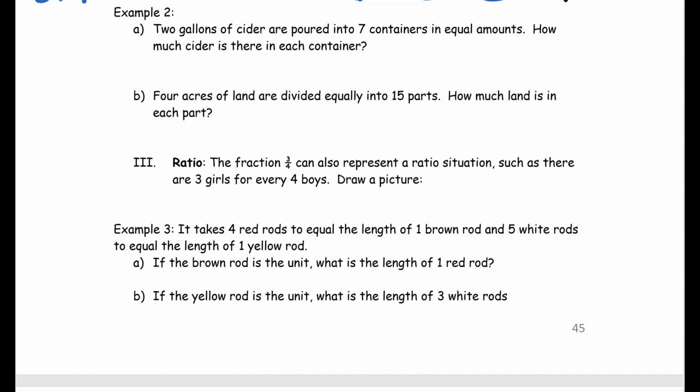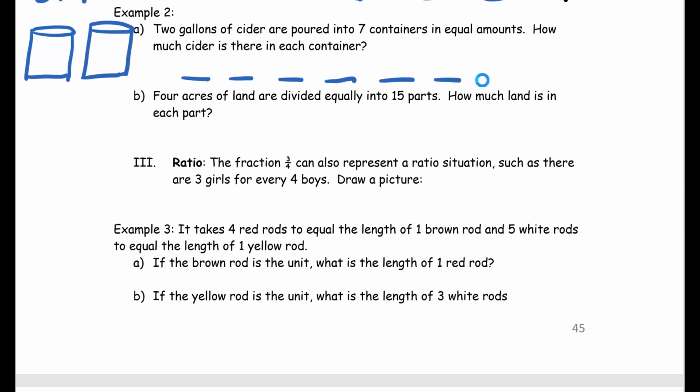So I want you to imagine we've got 2 gallons of cider. Imagine this is 1 gallon of cider, 2 gallons of cider, and then we have 7 different containers. 1, 2, 3, 4, 5, 6, 7. How could we divide these up evenly so that each of these 7 containers gets an equal amount? One thought would be, if you've got 7 containers, divide them into 7 sections. So if I take this one and divide it into 7, 1, 2, 3, 4, 5, 6, 7.